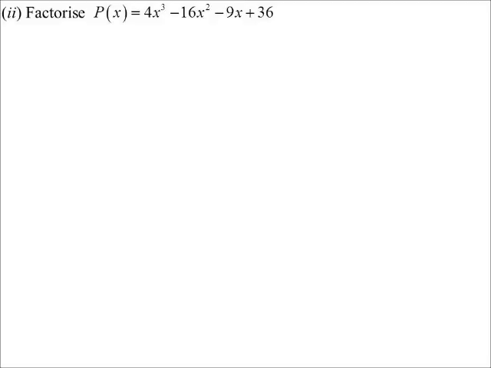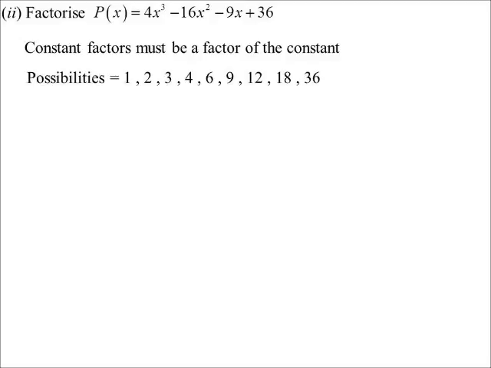So I can use my factor theorem. I just need to pick random numbers and hopefully I get the answer 0. In reality I don't just pick random numbers, I use common sense. Remember what we said? Constant times the constant equals the constant. I know it's going to end up 36. So the logical numbers to pick are factors of 36.